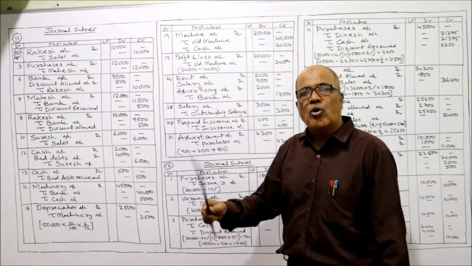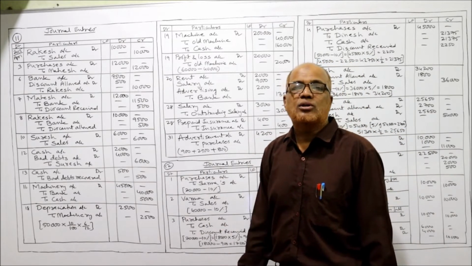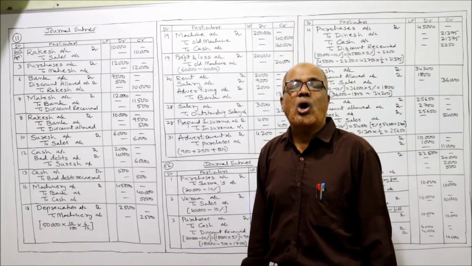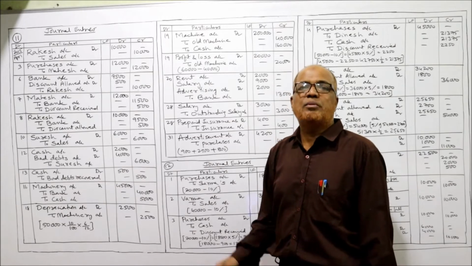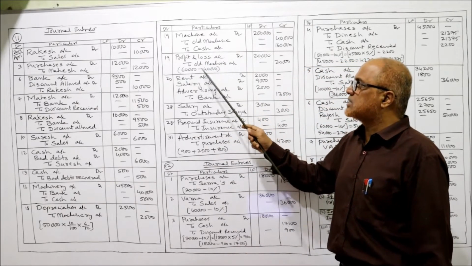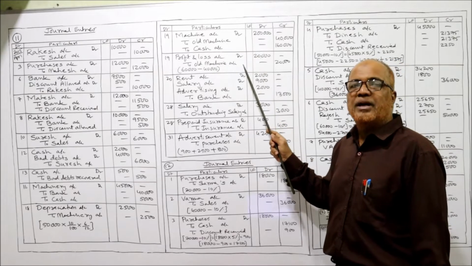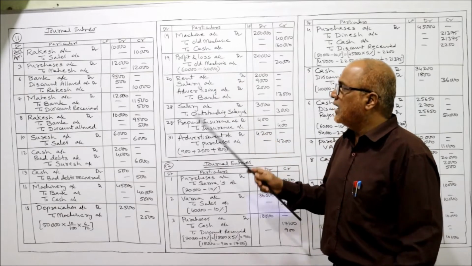Now the old machine book value was 60,000, but we have exchanged it for 40,000. So 20,000 rupees is the loss on exchanging the old machine. That 20,000 loss should be debited to the profit and loss account. The profit and loss account debit to old machine, 60 minus 40, 20,000. Being the loss on the exchange of old machine. Next, 20th.